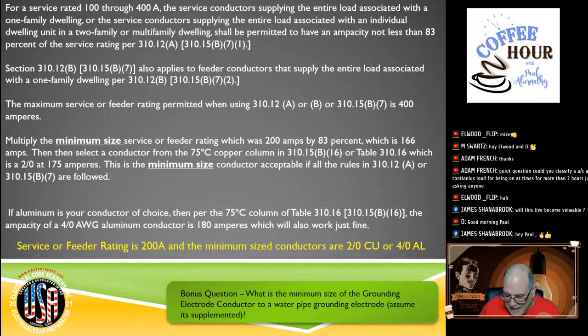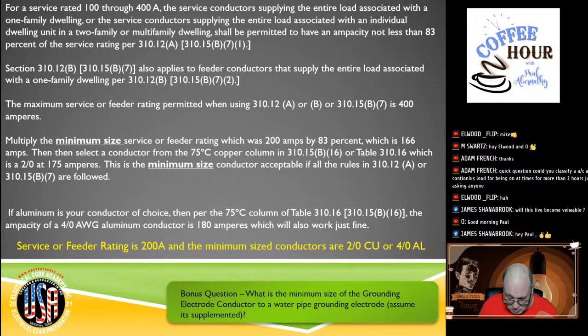So now we're going to go back to 310.16 if you're in the 2020 code. And I haven't showed you to go to that table yet because I like to teach you. I don't want you to cheat and go to some little table. Who needs the table? We don't need the table. We know how to do the math. So we're going to go here under 75 degrees C. And we're going to be looking for a conductor.